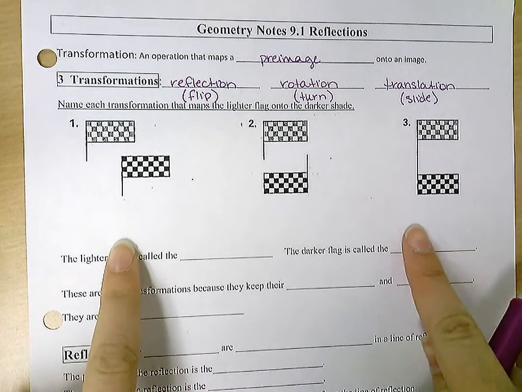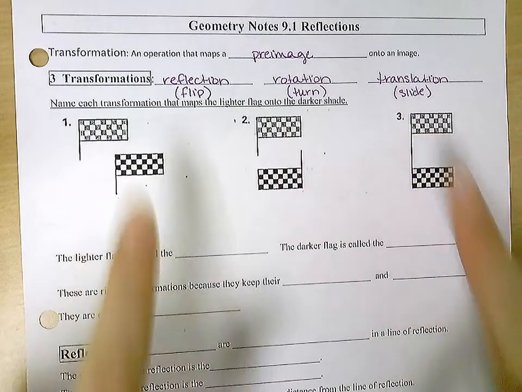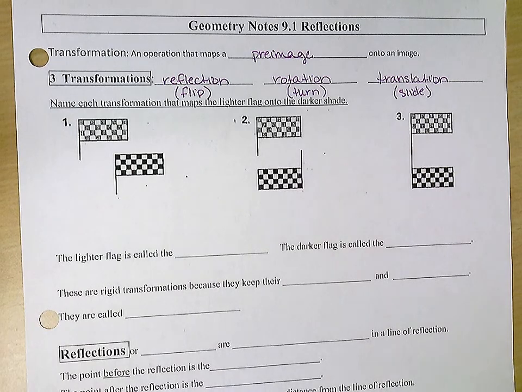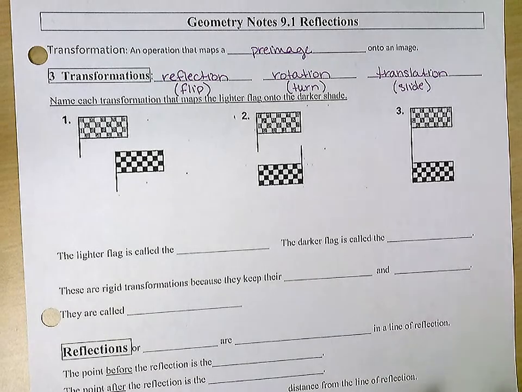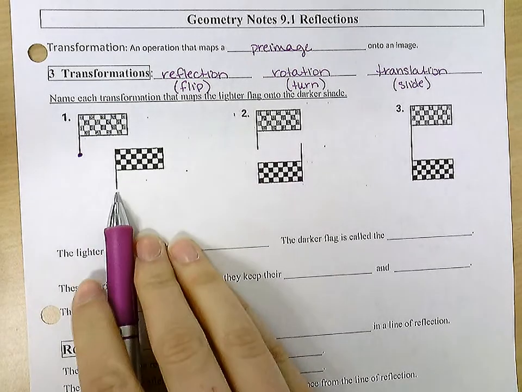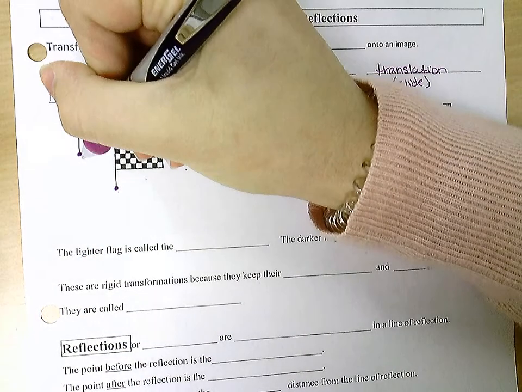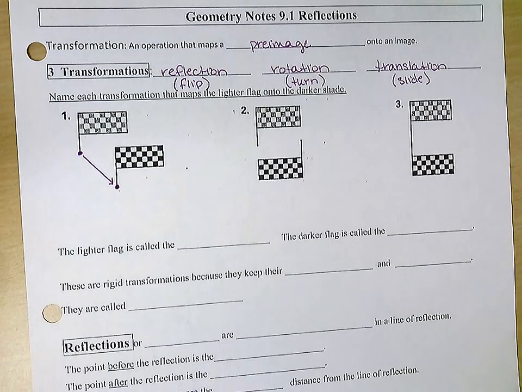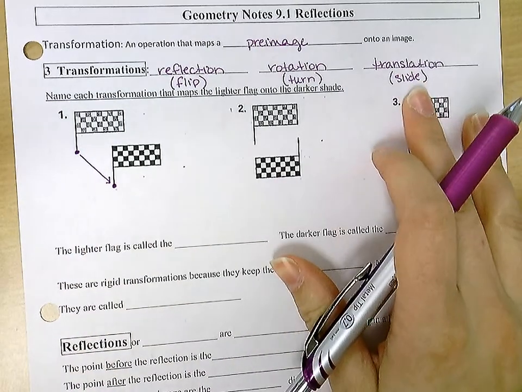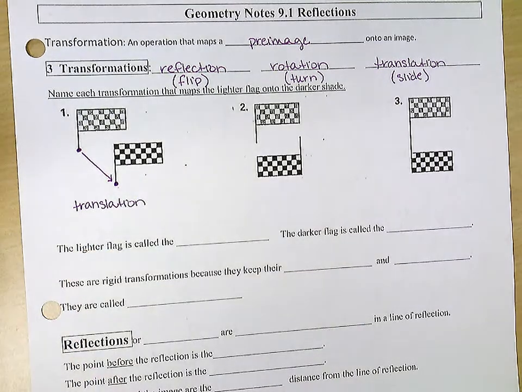So below here, we want to name each transformation that maps the lighter flag, so these top ones here, onto the darker shaded flag. Those are these bottom ones here. So with number 1, if I pick a point on that flag, I'm just going to pick this bottom point here. In my image flag, that point is here now. So this first flag, all it did was move in this direction. So it slid down and to the right. So since it's sliding to create that new image, this would be a translation. So that one you would say would be a translation.